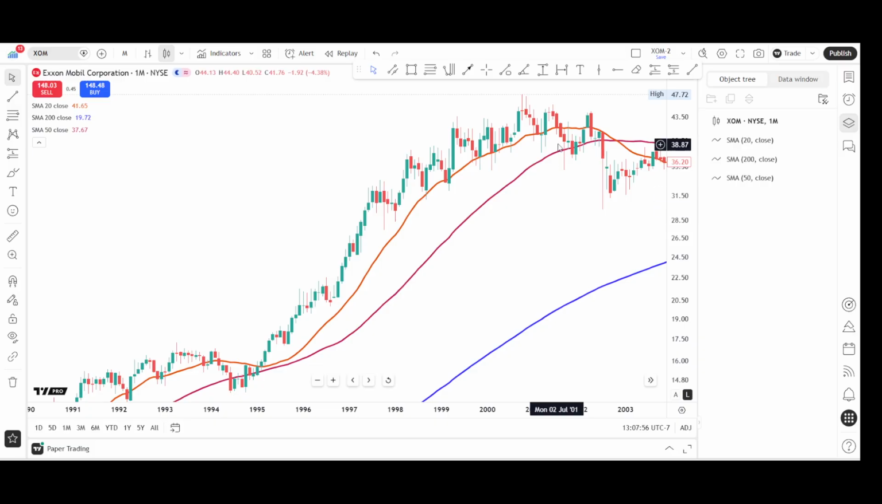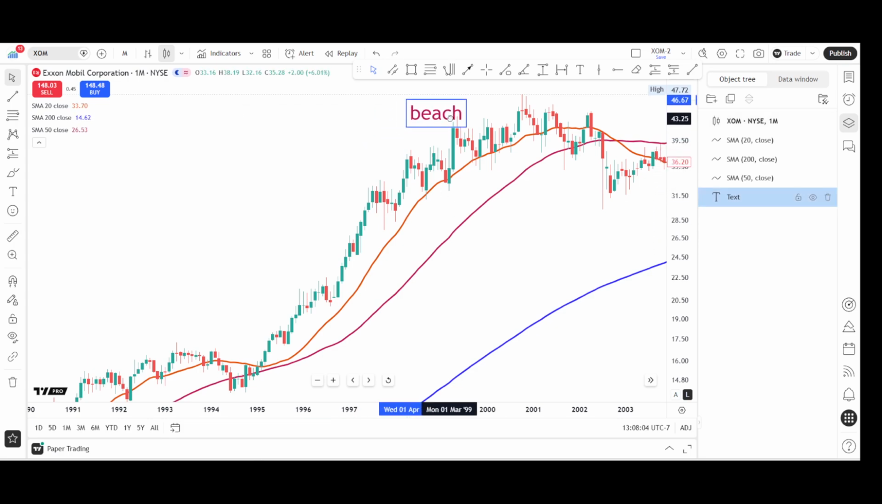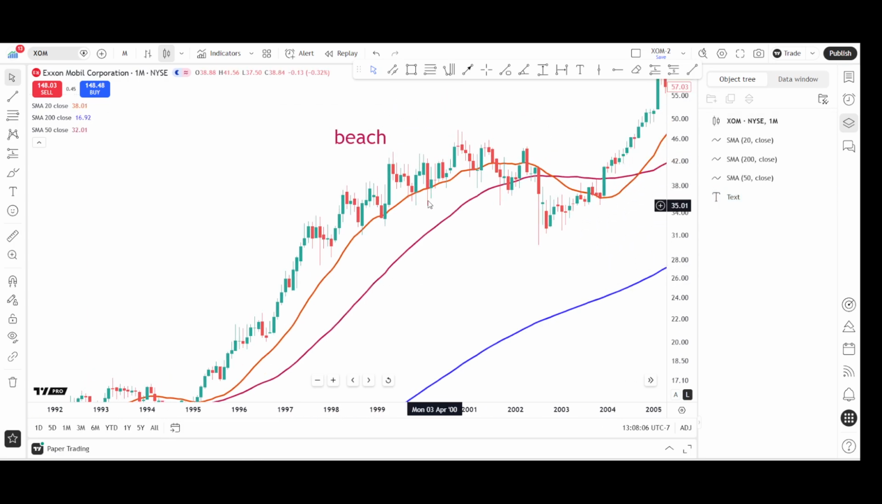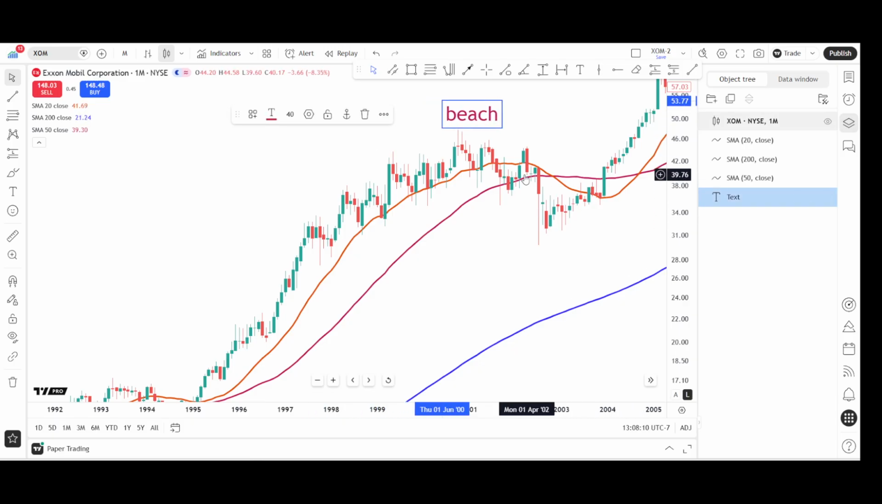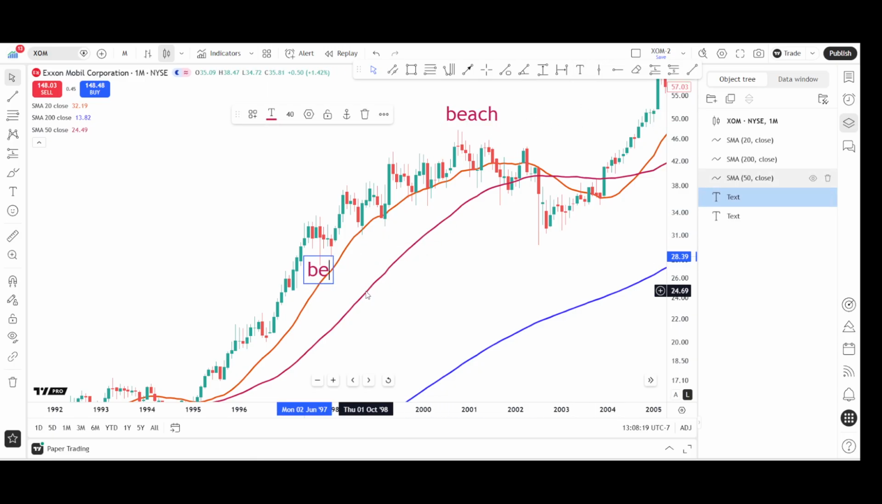Okay, so let's bring in our coastline. We're going to bring in the beach up here. You can see how it kind of petered out on the beach. Now, I'm not saying it won't resume, but there's all kinds of exit signals in here, and we're going to go over those later. So let's bring in the wave here. This is our trend state. That's the purpose of this video.